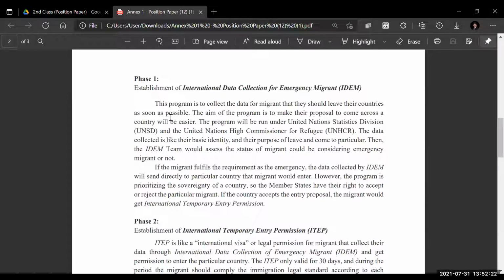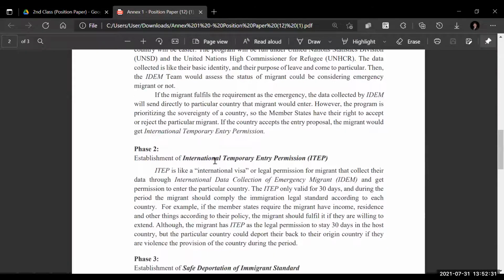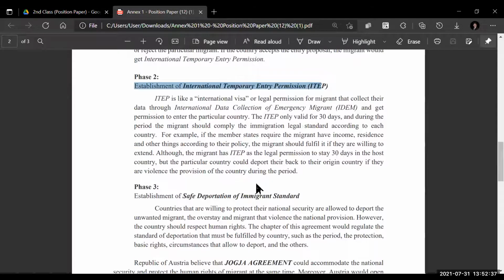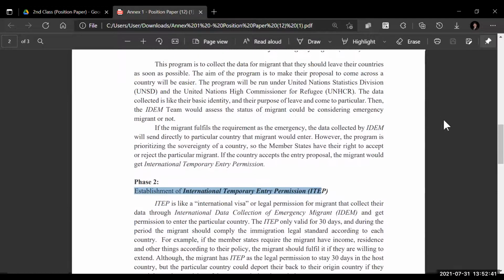The first phase is that Austria wants to establish the International Data Collection for Emergency Migrants, or IDEM. The second phase is they want to establish the International Temporary Entry Permission, or ITEM. The last thing is that they want to establish the Safe Deportation of Immigrants Standard.